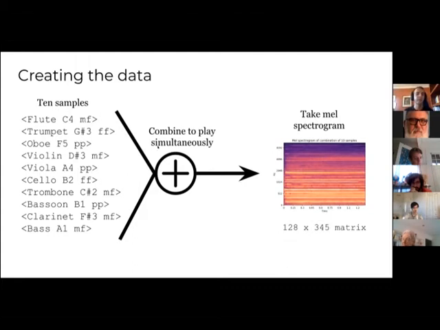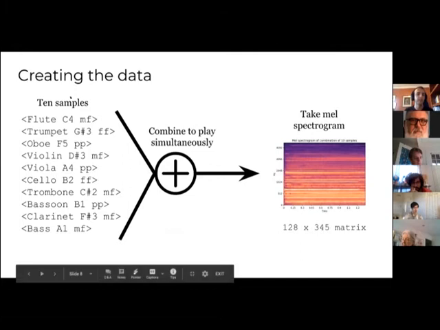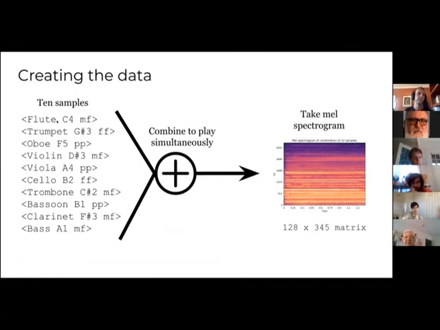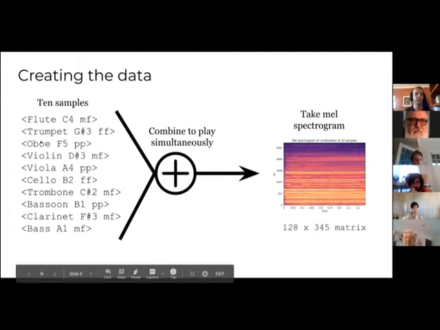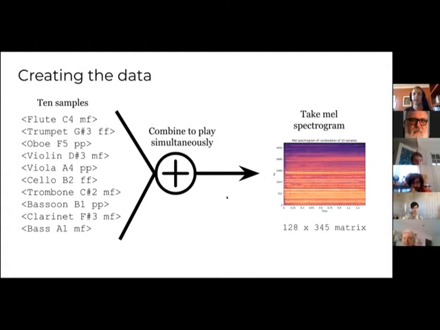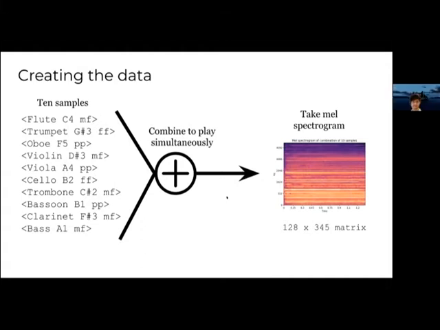So for example, we're going to take 10 randomly selected samples. It could be flute C4 playing at mezzo forte, trumpet G sharp 3 at fortissimo, oboe F5 at pianissimo, and so on. We're going to combine them to all play at the same time, and we're going to crop it to 4 seconds in length. Then we're going to take the Mel spectrogram, and that's what's input to our neural network. It's that Mel spectrogram of the combination.